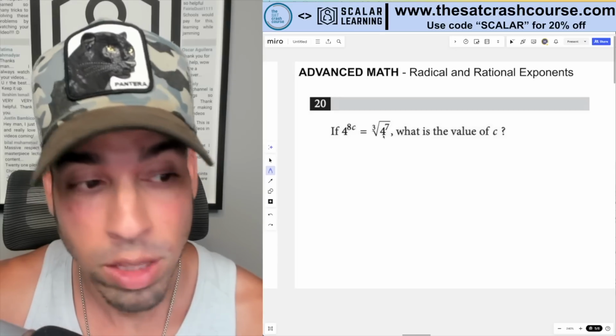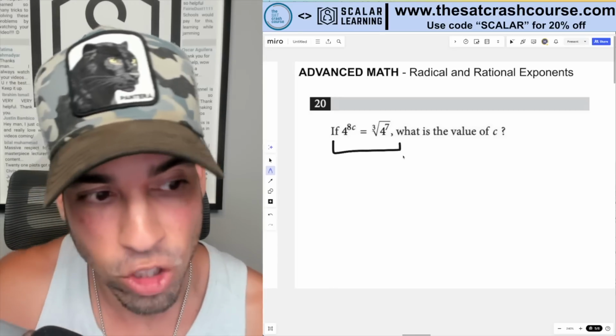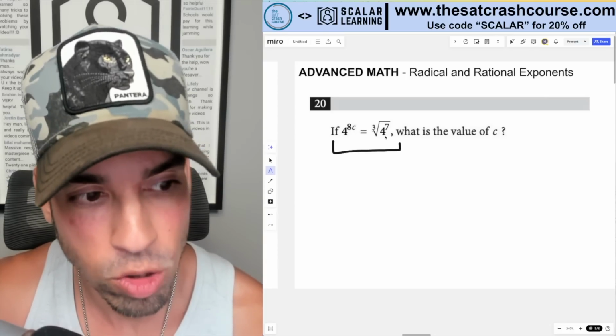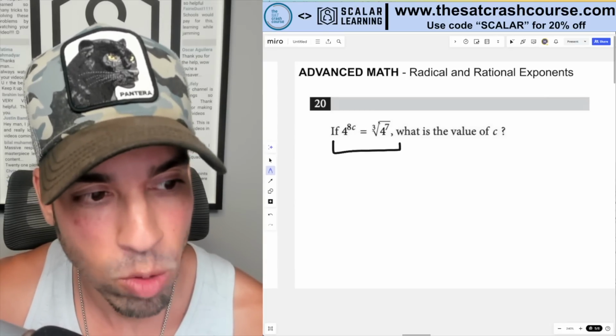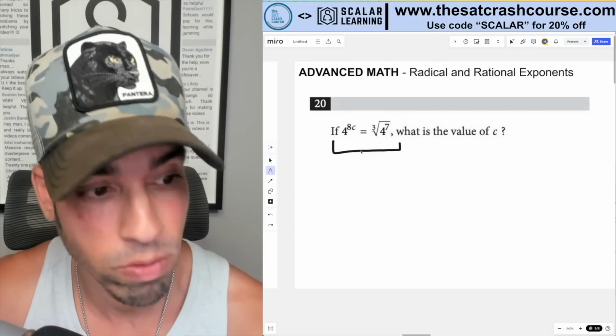The next type of question I think we're going to see is something like this for radical and rational exponents, okay? So in this one, the way you want to be able to solve this is by being very familiar with how to go back and forth between radical format and rational exponent format. So let me show you how to do that.